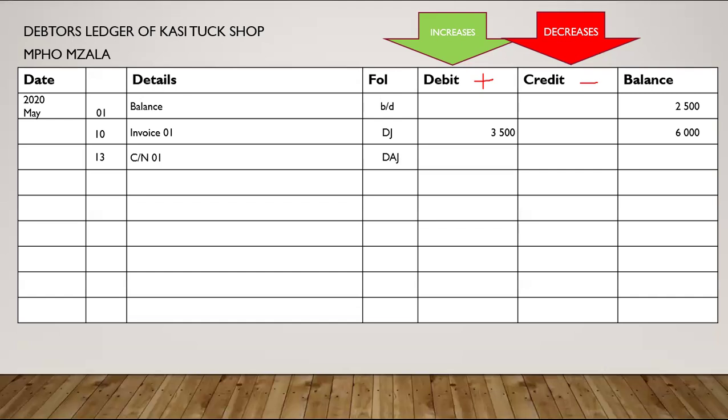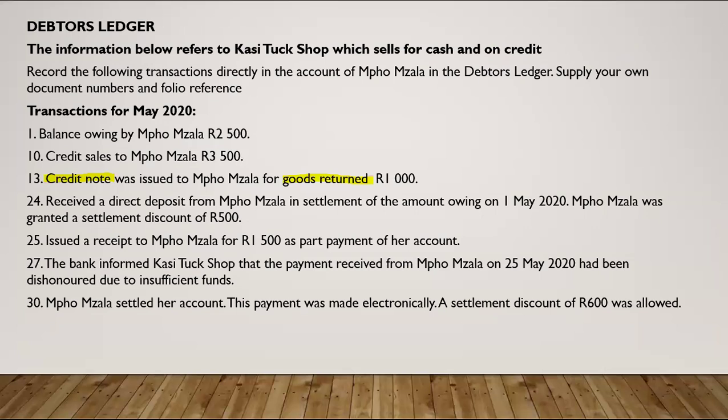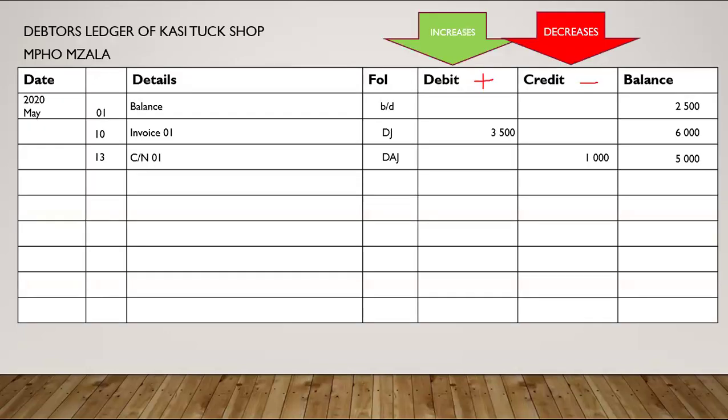That 1,000 rand, will I record it on the debit side or the credit side? On the credit side. It reduces what Mpomzala owes us. Why? Because Mpomzala returned goods. When they return goods, they will owe us less. To determine the new balance, you will take the previous balance of 6,000, but then you subtract this 1,000 rand. That will give you how much? It'll give you 5,000 rand. You still good? Great. That was actually supposed to be the 13th, not the 12th. Oh, it is the 13th.